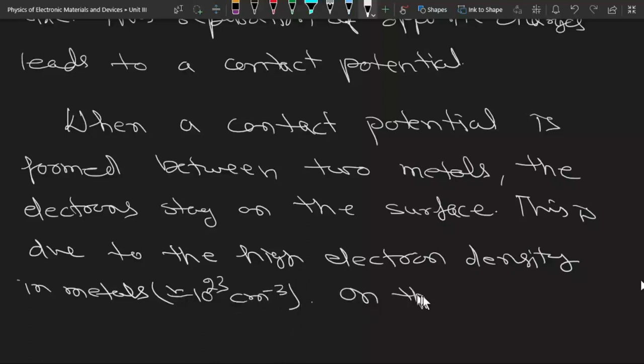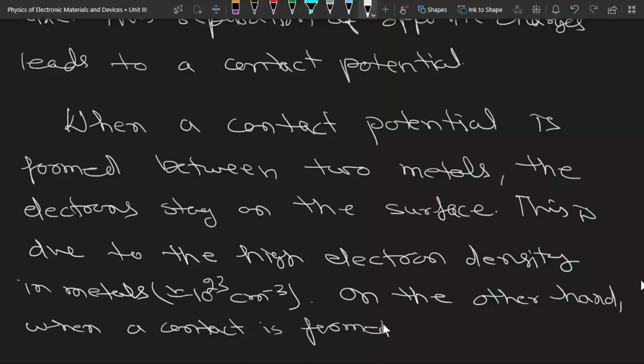On the other hand, when a contact is formed, here we can remove this potential. We can only talk about the contact, and after contact we can talk about contact potential, but here we can talk only about making a contact between two metals or between one metal and a semiconductor.